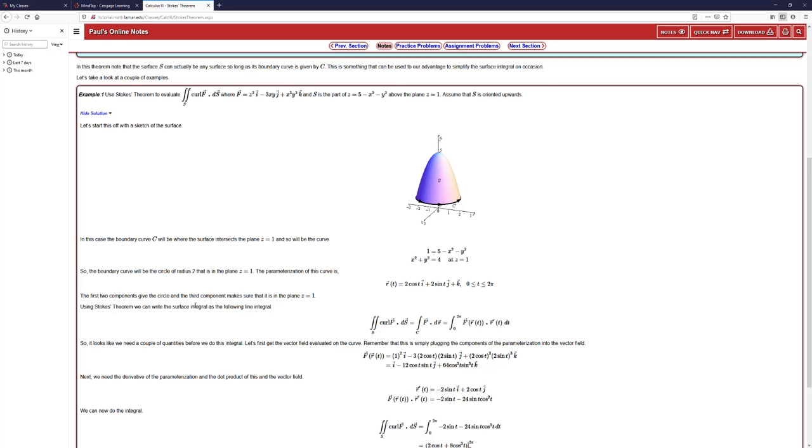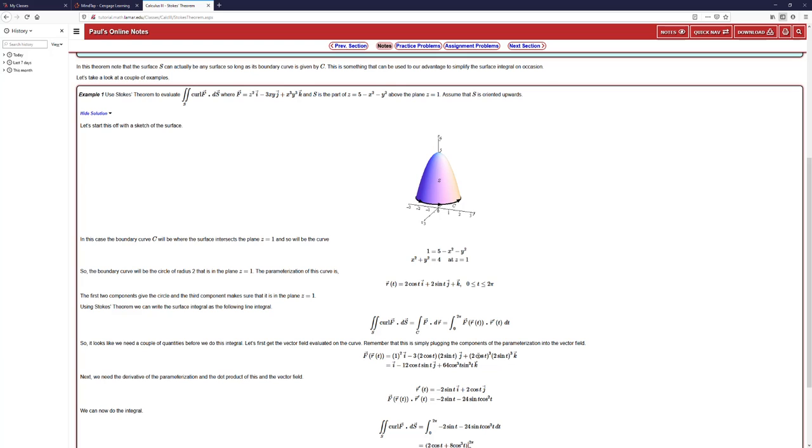Using Stokes theorem, we can write the surface integral as the following integral. The double integral over the surface of the curl of F dot dS is equal to the line integral of F dot dr, which is equal to, and here they're just working out their stuff, the integral from 0 to 2 pi. This is where you have to change the vector field into terms of t. So you take the equation of the vector field and change it into terms of t, and dot that with dr.